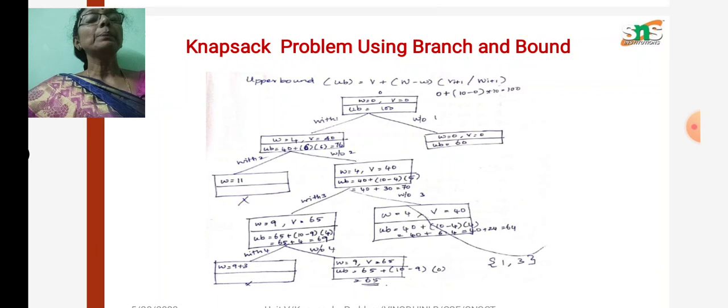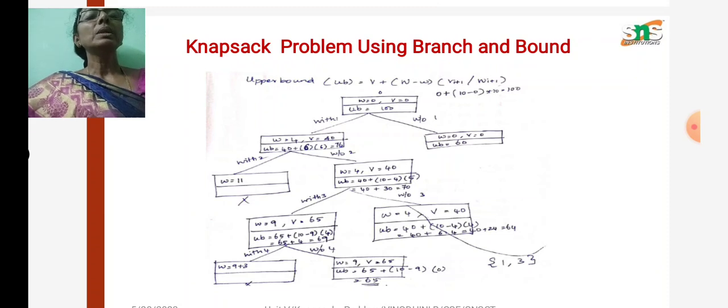The first step is to start with the root node with W equal to 0 and V equal to 0. Based on W0, V0 in the formula, we get the upper bound value equal to 100. The sack is now empty, so the upper bound value is 100. Now we go to the calculations. We fill the sack with item 1 or without item 1.